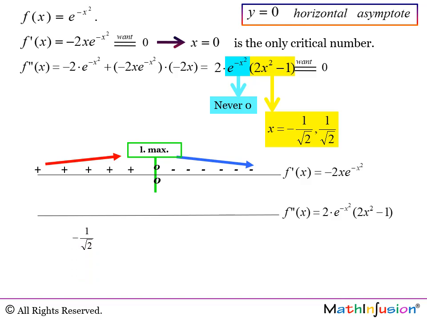For the second derivative, it is 0 here and 0 here. It's plus here, so it is concave up. Then, between those 2 points, it is negative, so it is concave down, and then concave up again. And if you notice, there are 2 changes in concavity, so we have 2 inflection points. One inflection point is when x equals negative 1 over square root of 2, and the other is when x equals 1 over square root of 2.